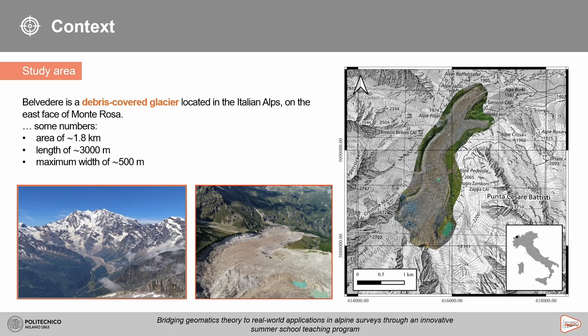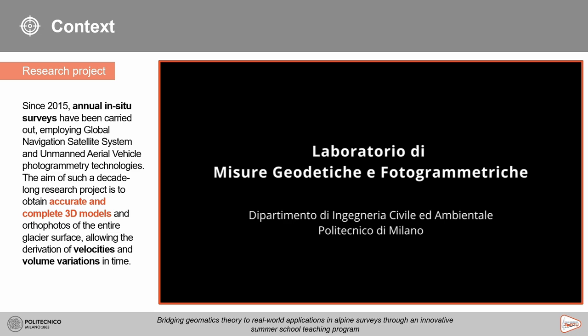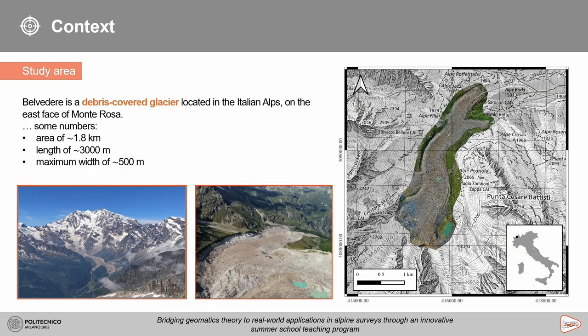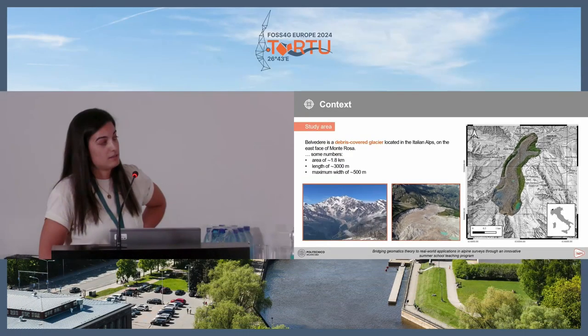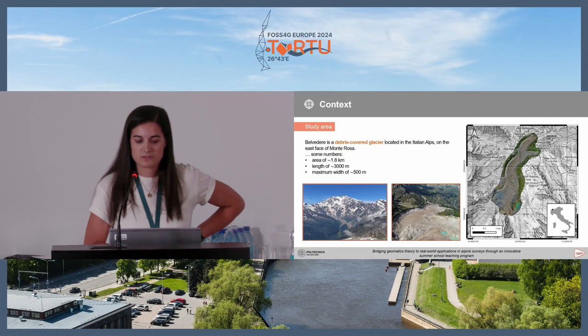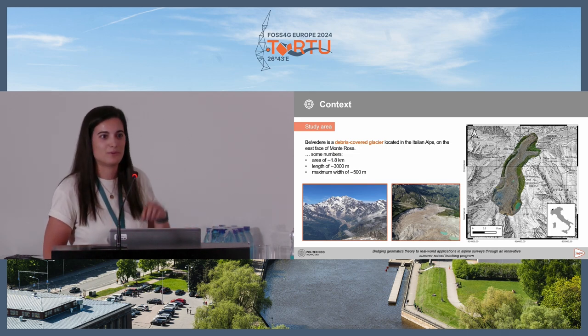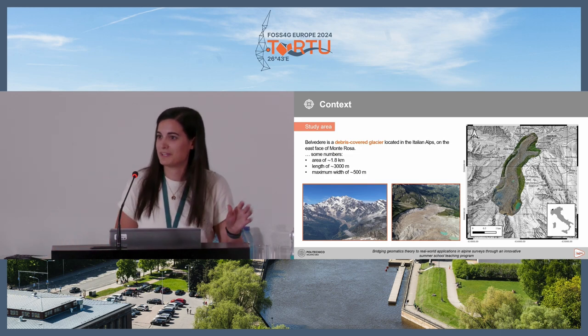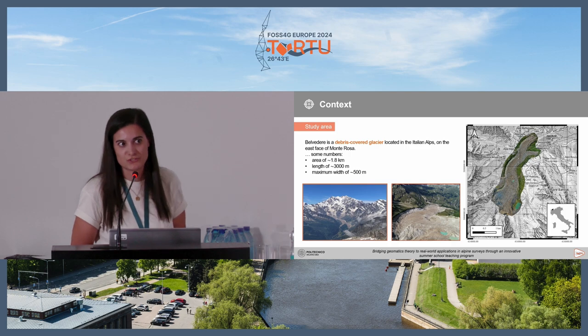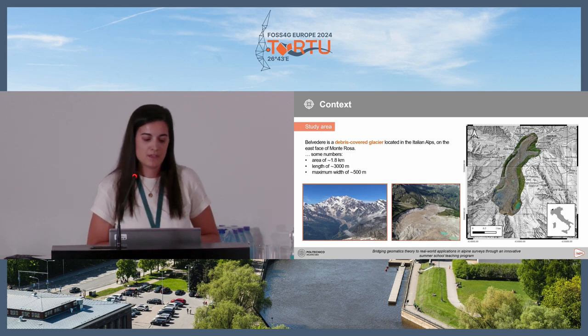Well, the study area, as I was anticipating before, is the Belvedere Glacier, a debris covered glacier in North Italy, in the Italian Alps, on the east face of Monte Rosa. I don't know if any of you know this area or ever went there trekking. It's really a nice place, even if it's changing a lot, unfortunately, lately.